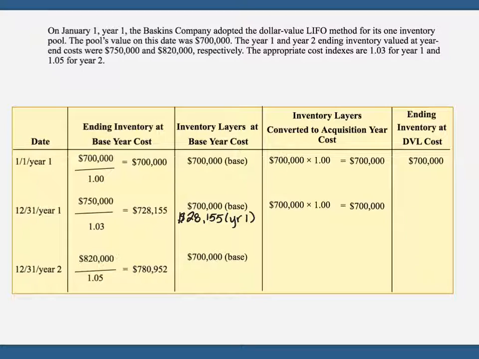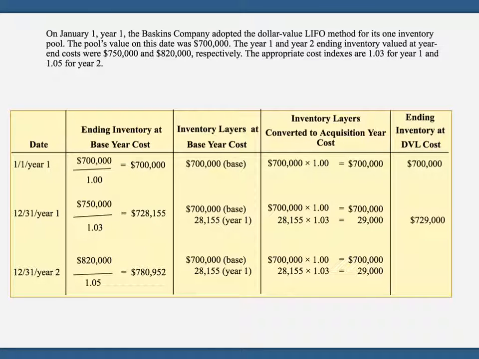To convert that to its acquisition year cost, all we need to do is multiply that $28,155 by our cost index, 1.03, and that's going to give us $29,000. So we add that to our $700,000 from our base year value, and we get $729,000 for our ending inventory at dollar value LIFO method cost.